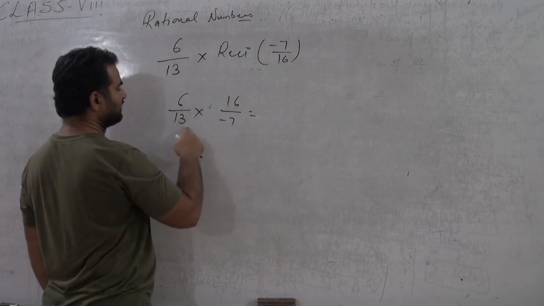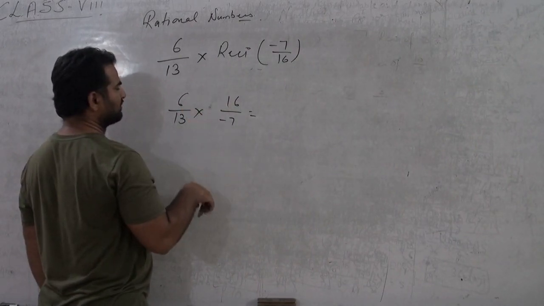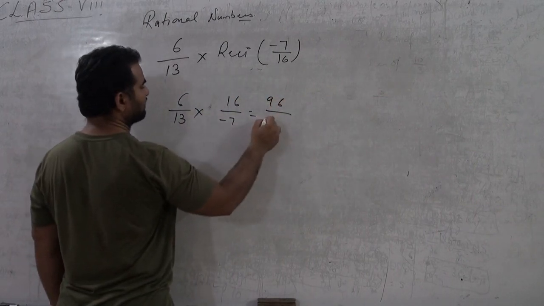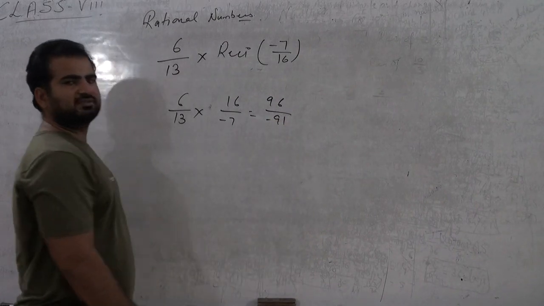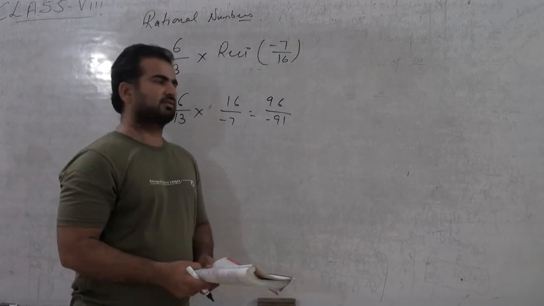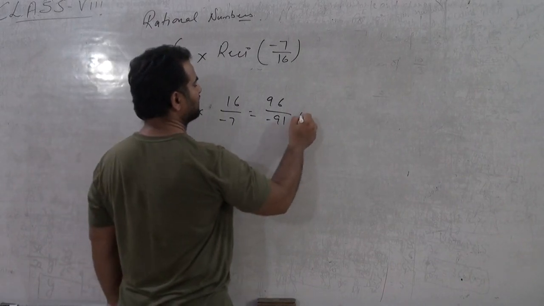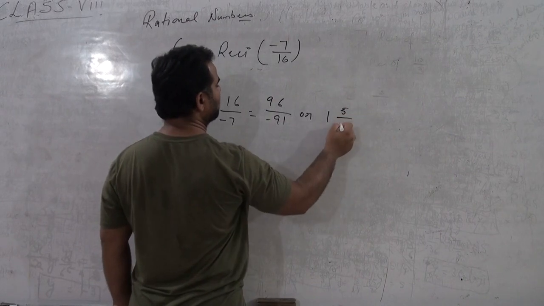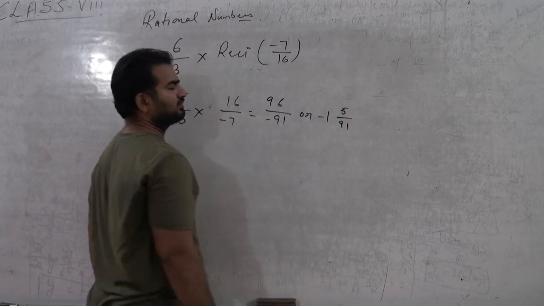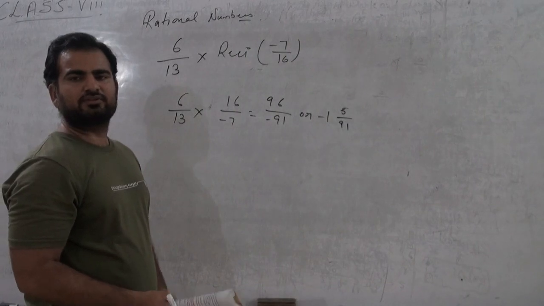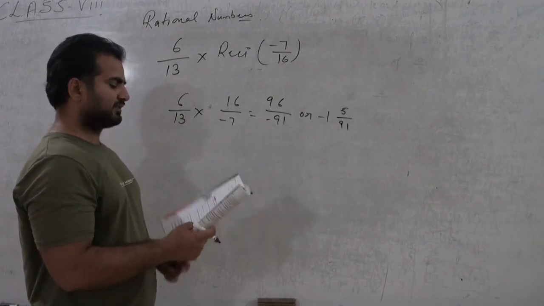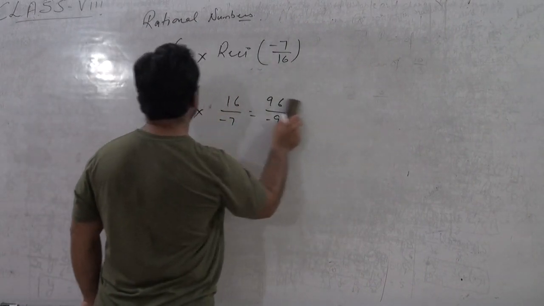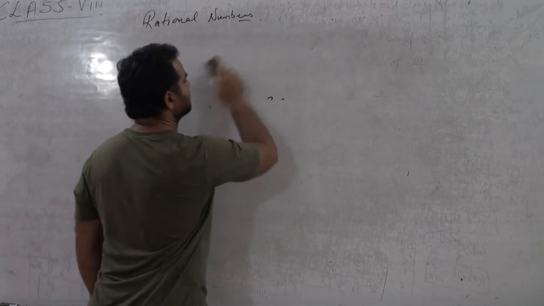Then can we divide any of the numbers by anyone? No. So 16 sixes are 96 and 13 sevens are minus 91. This will be the final answer. Or we can say that it will be 1 5 by 91 and it is of negative nature. Done. We have just changed it into a mixed fraction. Question number 7.